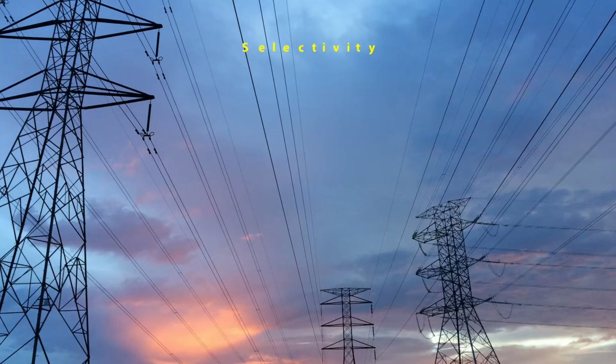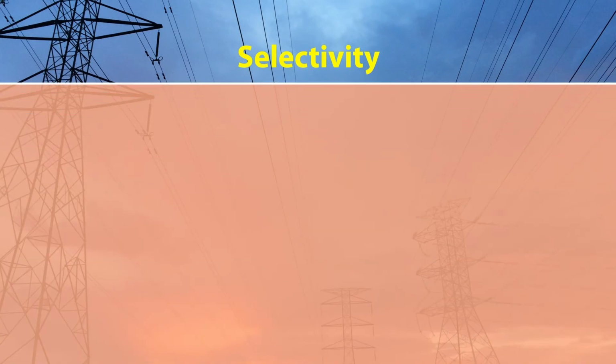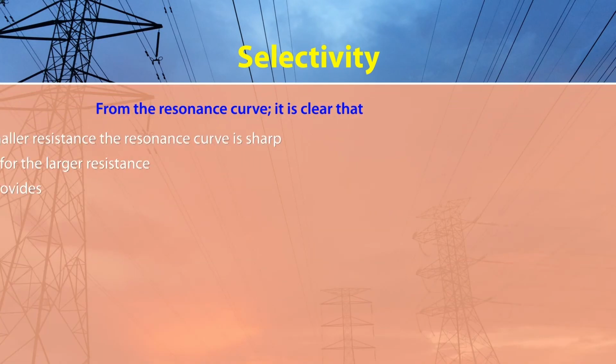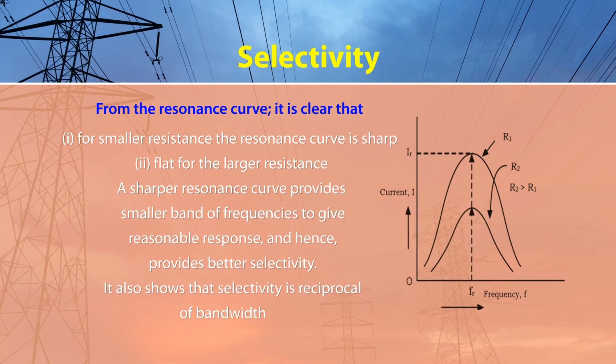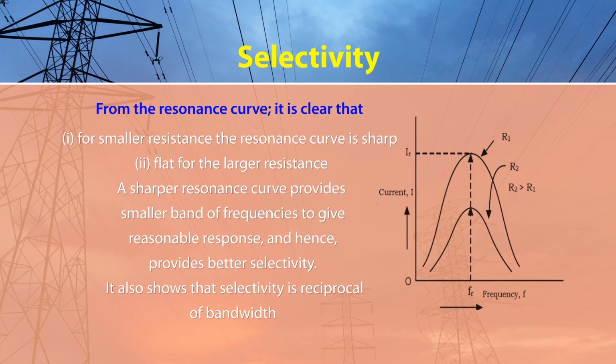Now another term that we have to understand, that is selectivity. From the resonant curve, it is clear that for smaller resistance, the resonance curve is sharp and flat for the larger resistance. A sharper resonance curve provides a smaller band of frequency to give reasonable response and hence provides better selectivity. It also shows that selectivity is the reciprocal of the bandwidth.